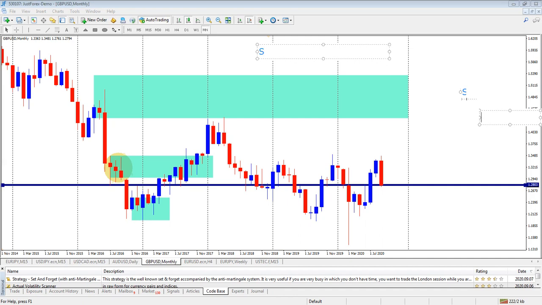Let's do a supply first. Supply: we have a rally, base, and a drop. And then let's do a demand below this one. Demand: we have drop, base, rally. So this one, another one that goes along with this one.